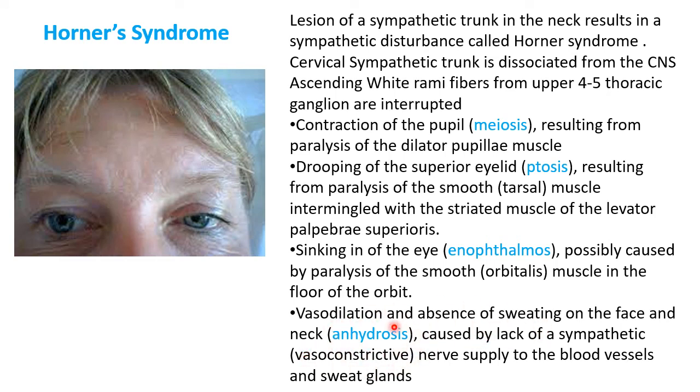This results in a condition known as anhidrosis, caused by lack of sympathetic nerve supply to the blood vessels and the sweat glands. So this is the anatomical basis of the Horner syndrome, which you should know very well. You should be able to write about the cervical sympathetic trunk and then explain these conditions. This would help you to write the question on the anatomical basis of Horner syndrome.